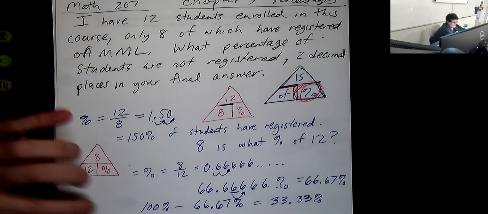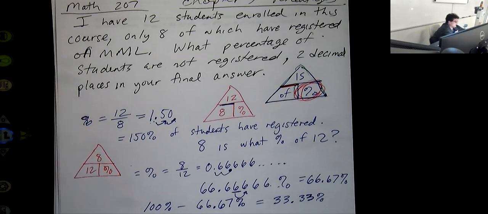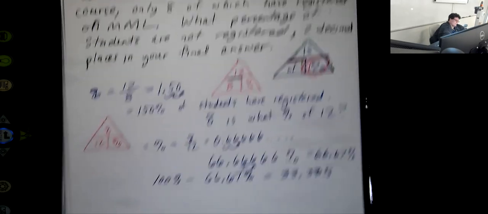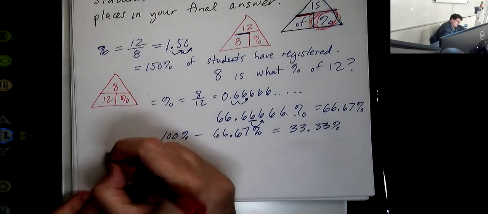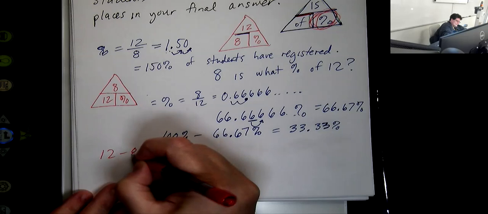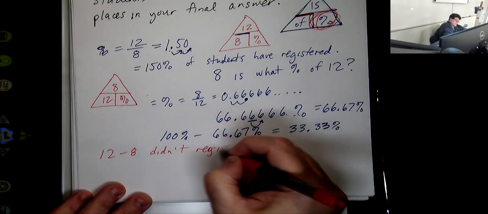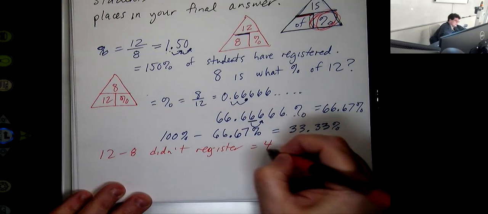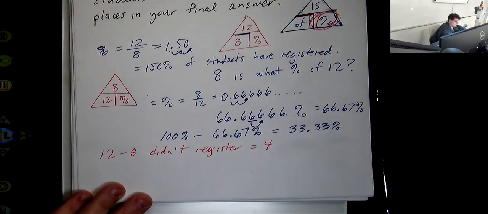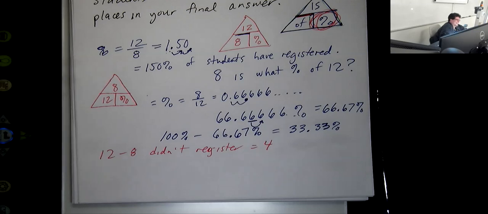So from where we are, we could do this, or we could do what Bob said. Switch it around. If 8 students registered, how many didn't register? We do subtraction. So what Bob said is 8 registered, so 12 minus 8 didn't register, because I could do that in my head, but I couldn't do 100 minus 66.67, it's hard.